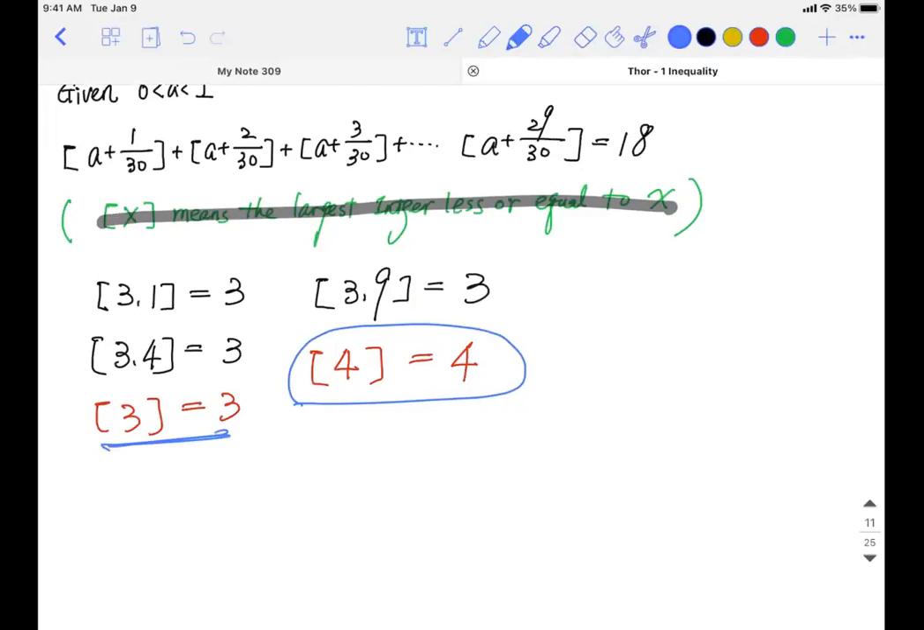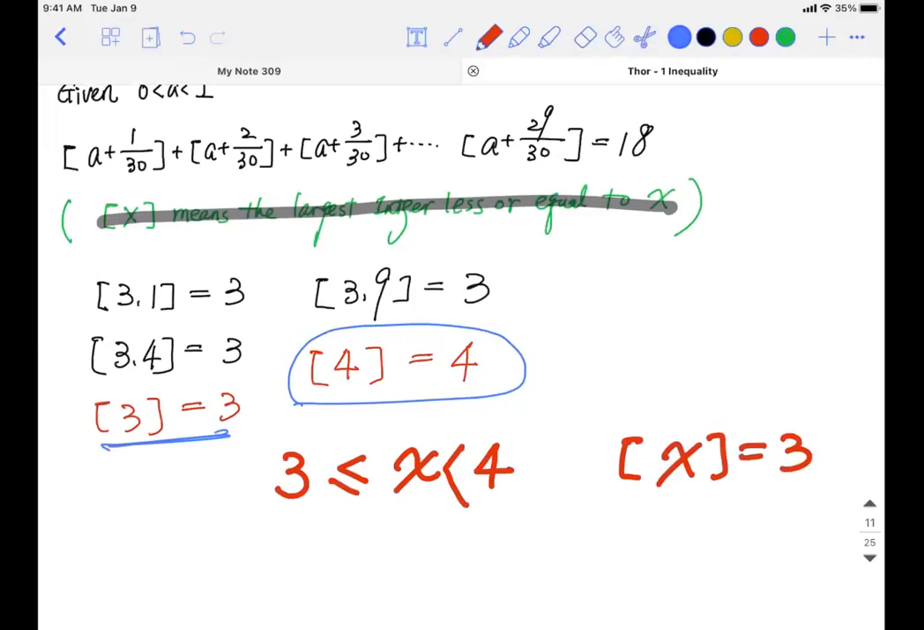So that being said, as long as x is from 3 to 4, you can always have this equal to 3. Do you agree with me or not? Yes or no? Do you guys follow me? Okay, the other students, yes or no?